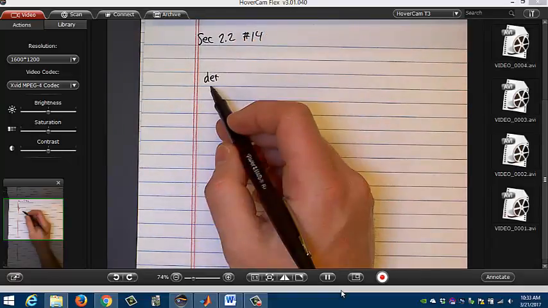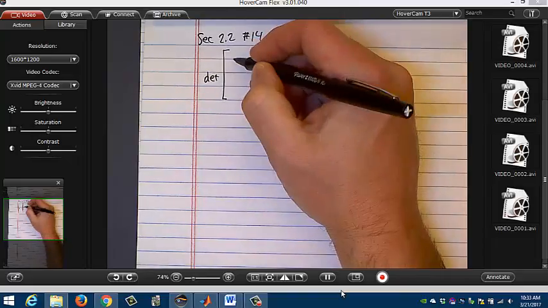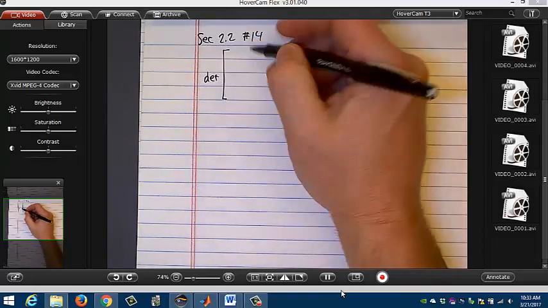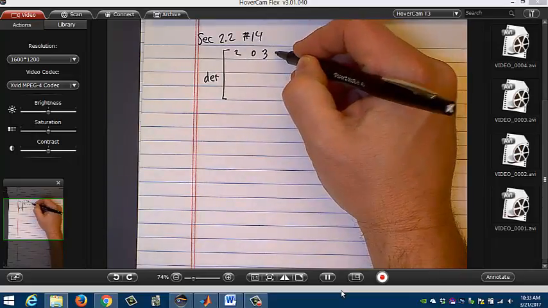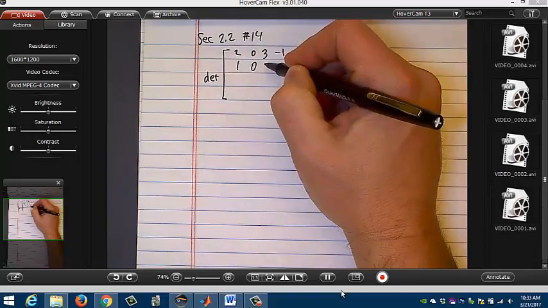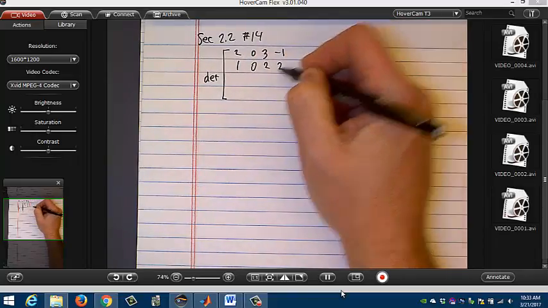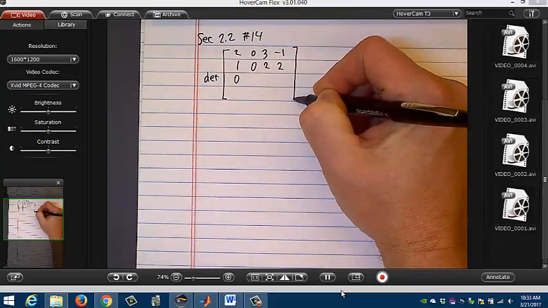Oh, by the way, sometimes you'll see this. Sometimes books will write DET for determinant, okay? So 2, 0, 3, -1. I usually like to write that determinant symbol when I'm talking about a determinant. And then I'll just write the matrix notation.